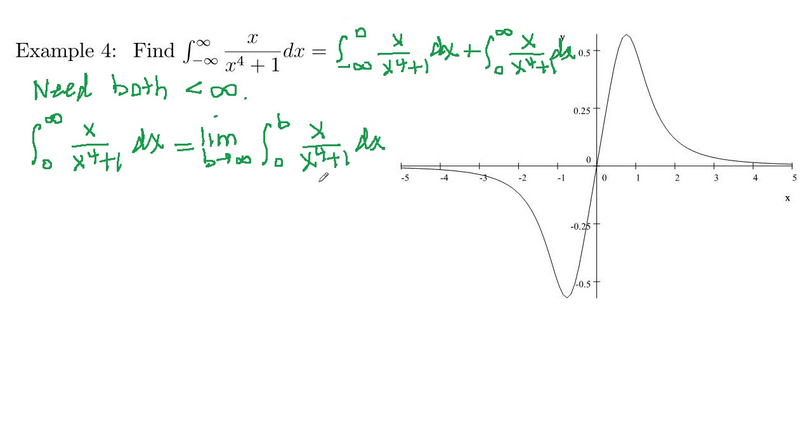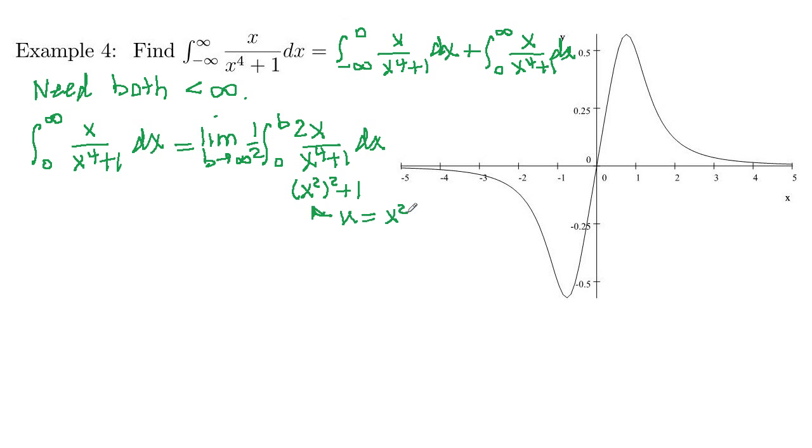Well, the derivative of the bottom would be 4x cubed. We've only got an x up here. However, if we write that bottom as x squared squared plus 1, now I see a function and almost its derivative, right? If u is x squared, then du would be 2x dx. So we can again multiply by 2 and 1/2 to compensate. And we will let u equal x squared.